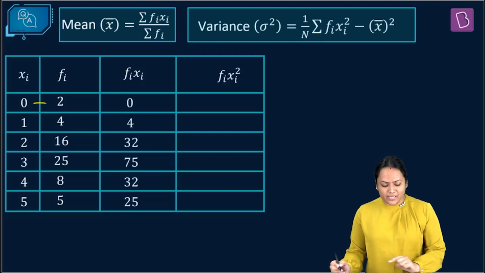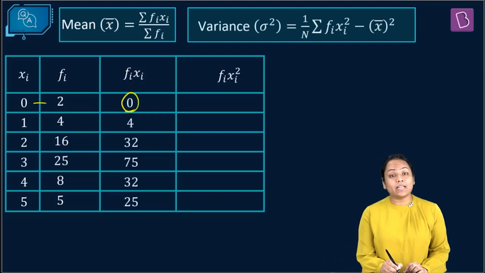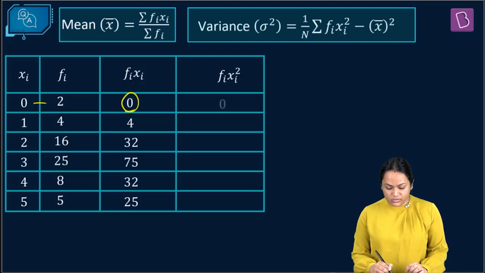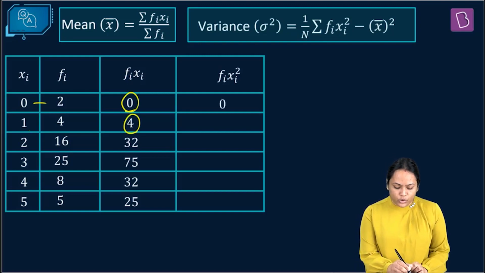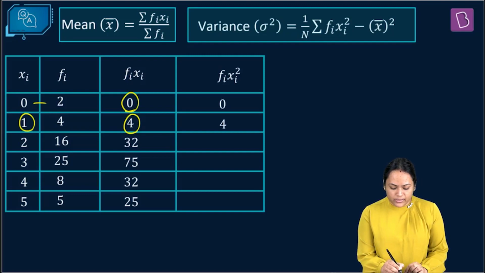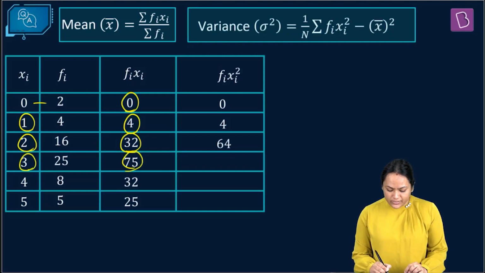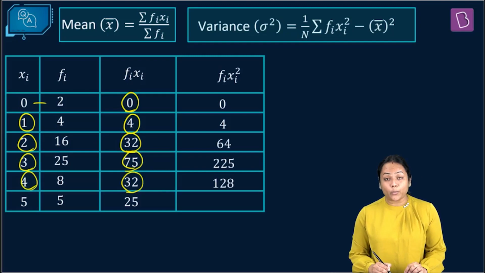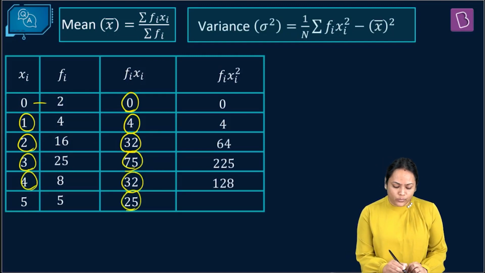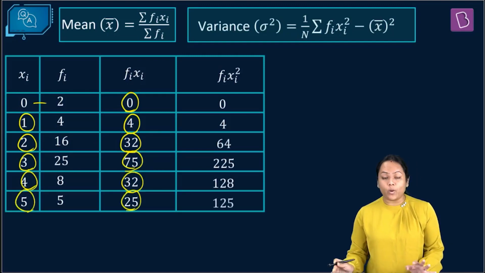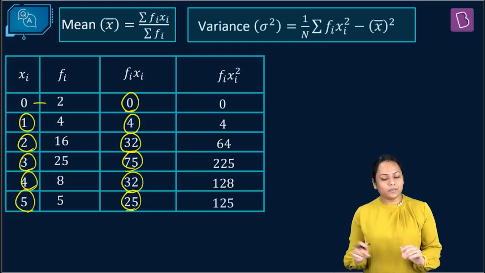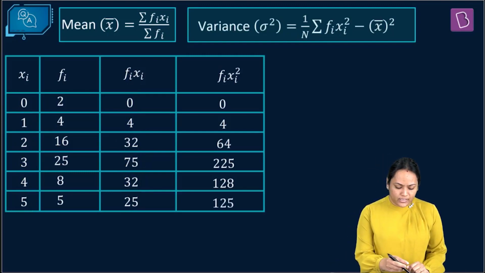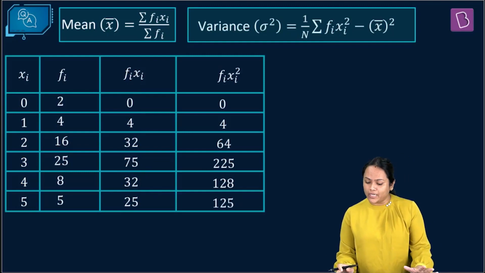And for fi xi square, I'm just multiplying xi again in this. So 0 into 0 is 0. Then 4 into 1 is nothing but 4. Then 32 into 2 is nothing but 64. 75 into 3 is coming out as 225. 32 into 4 is coming out as 128. And lastly, 25 into 5 is coming out as 125. Clear? Okay. So these are the values which I require.